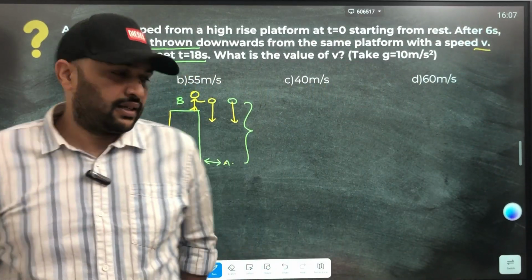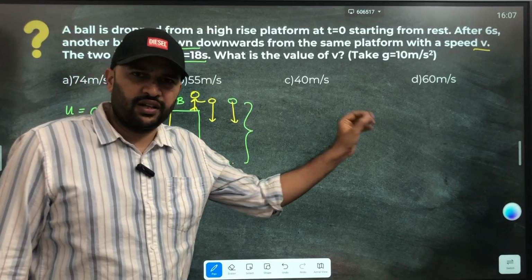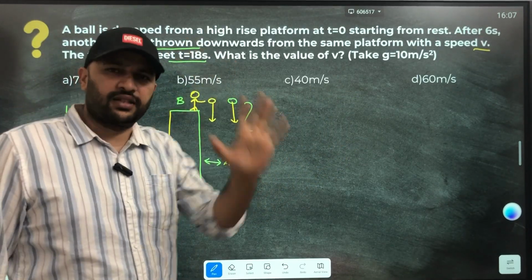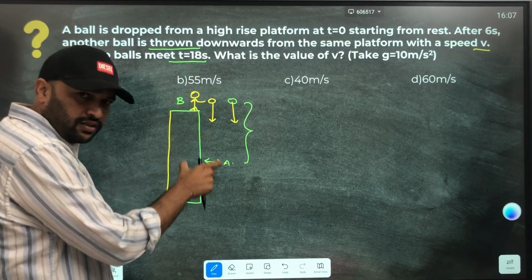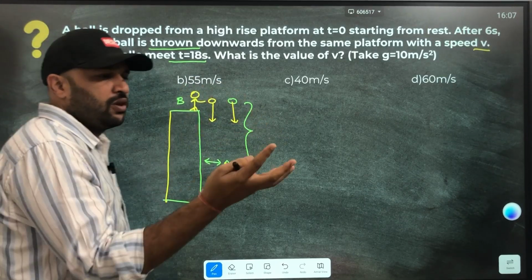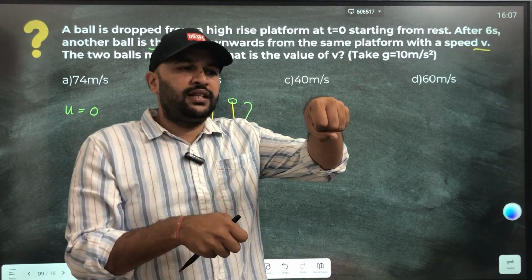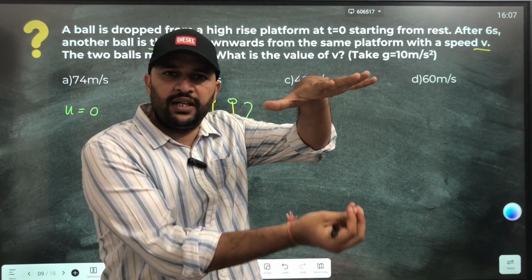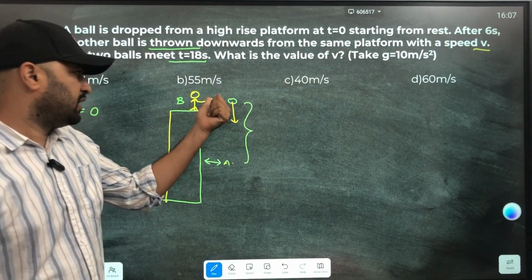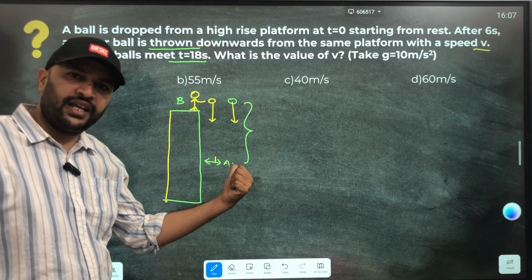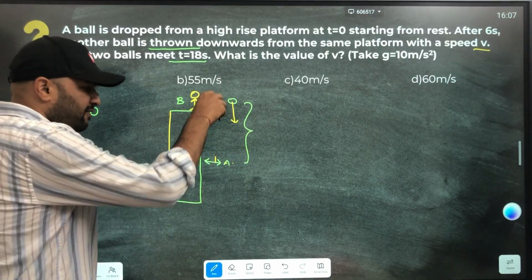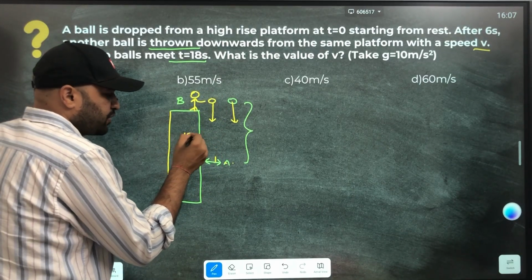Why 12? Because the first one is taking 18 seconds and the second one is taking 6 seconds less. Let me repeat it for the last time in case you are getting confused. We have a person standing on this particular building and he has two balls in his hand. The first ball he simply dropped. Its initial velocity is 0, so it acquires a certain velocity by the moment it reaches point A, and it travels from here to here in 18 seconds. Which one? The first ball.